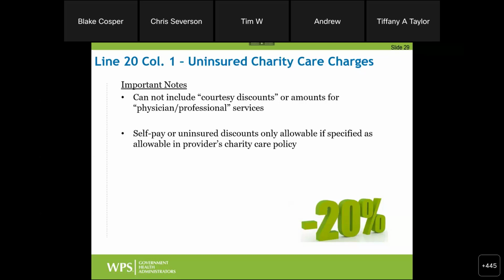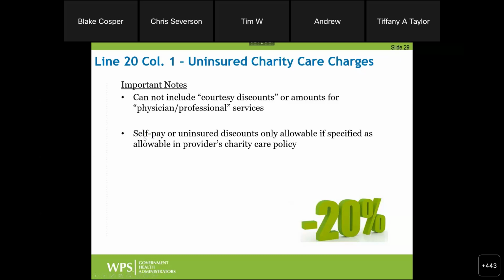That being said, there are a couple of things that are hard and fast rules that we can't, no matter what your policy says, they're just not allowable. Courtesy discounts, which are generally for certain groups of patients. A very common one would be clergy, where you give clergy a discount, or the chaplain, anything like that. Those are courtesy discounts. Employee discounts fall into this as well. Those are not included. Those are not allowable. And then physician or professional services, those are not allowable either.